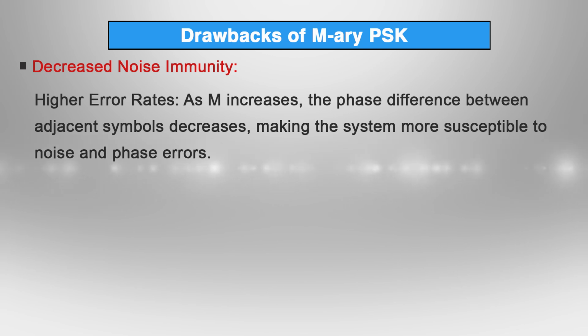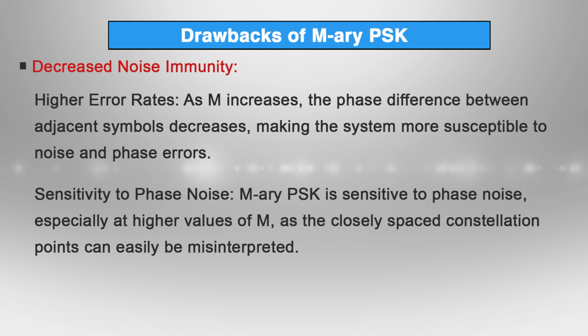As m increases, the phase difference between adjacent symbols decreases, making the system more susceptible to noise and phase error. This leads to a higher bit error rate for the same signal to noise ratio compared to lower order PSK schemes. The M-array PSK signal is sensitive to phase noise, especially at higher values of m, as the closely spaced constellation points can easily be misinterpreted.